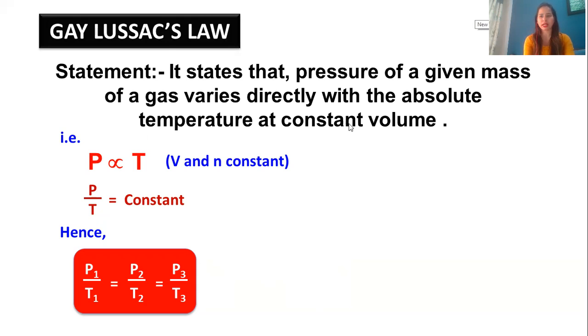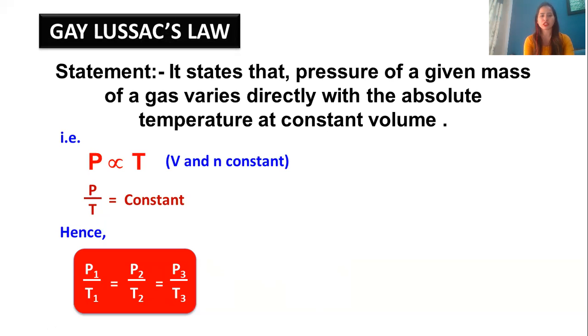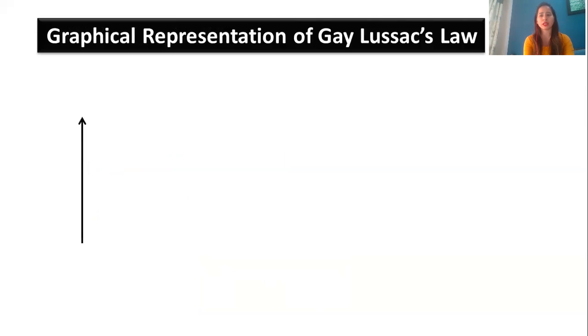Next, as we move ahead with graphical representation of Gay-Lussac's law, you can see how we are going to represent Gay-Lussac's law. First of all, as you can see, pressure is directly proportional to temperature. Means if you increase the pressure, temperature will increase. So when I say pressure is increasing, temperature is increasing, what happens? We know you'll get a graph which will be increasing. I can say it will be a straight line passing through origin.